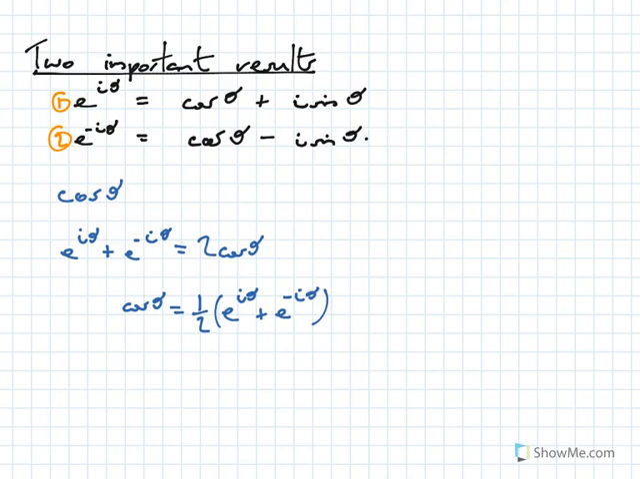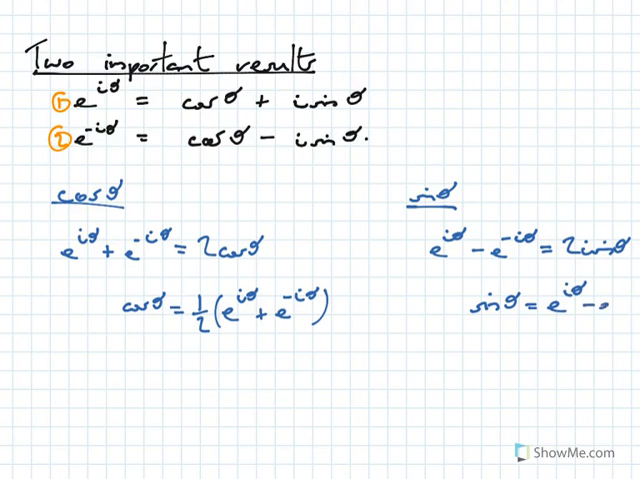Okay, so can you do something similar for sine theta, please? Can you try and find out what sine theta is in terms of the exponentials? Just pause the video. So if you subtract them instead of adding them, you get e to the i theta minus e to the minus i theta equals 2i sine theta. And so therefore sine theta is equal to e to the i theta minus e to the minus i theta all over 2i.